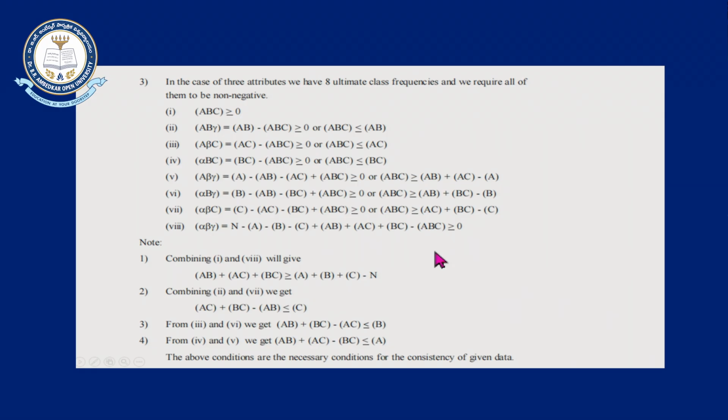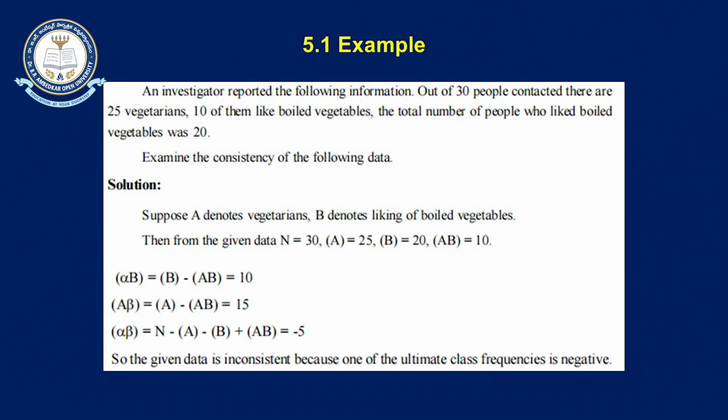Note here, if I apply combinations, AB plus AC plus BC is also greater than or equal to bracket A plus bracket B plus bracket C minus n. This is also one combination relationship from the above conditions 1 and 2, and similarly combination relationships from 2 and 4. All of the above conditions are necessary conditions for consistency of the group data, and those relationships we can check. Next, I am taking an example for the above ultimate class frequencies.